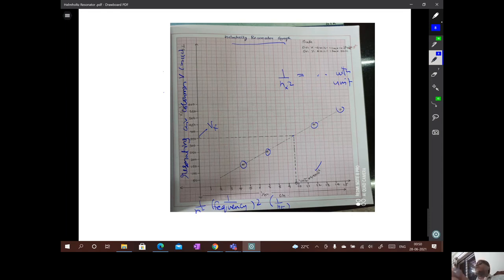Now, the scale. For a graph, you have to mention the scale. What is the scale you used in the x-axis? What is the scale you used in the y-axis? So that has to be very clear. These things have to be taken care of when you plot the graph.